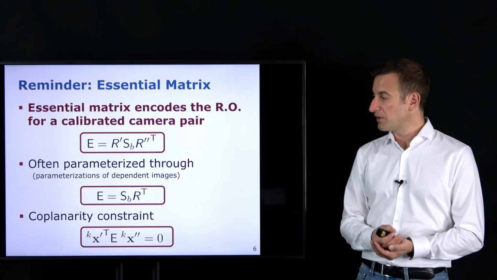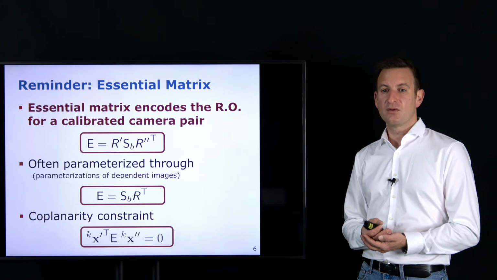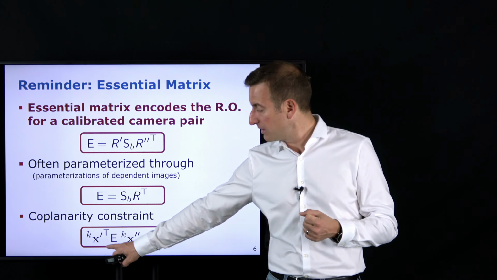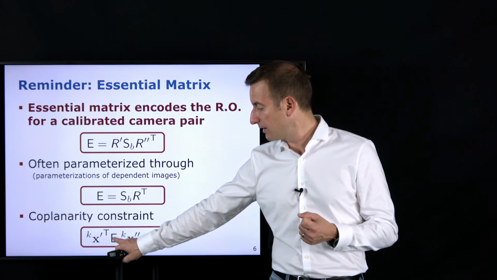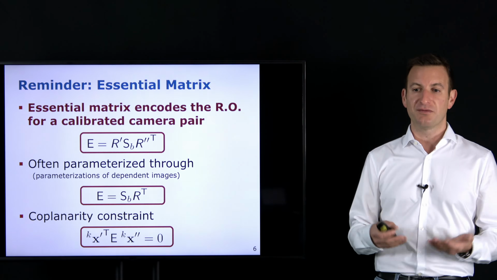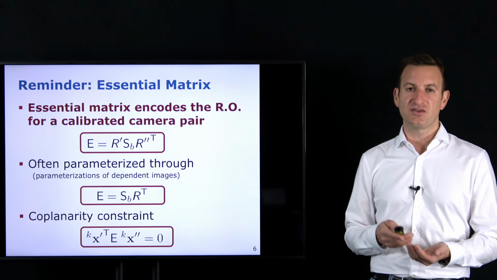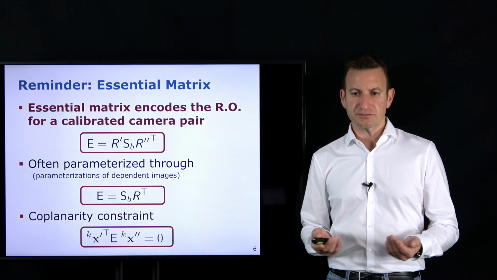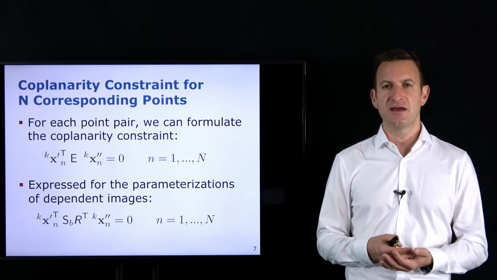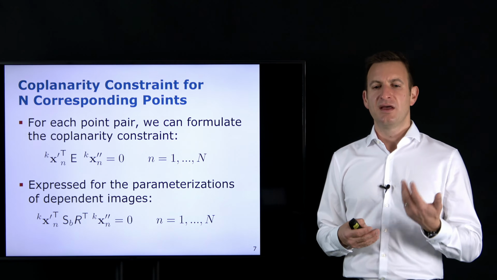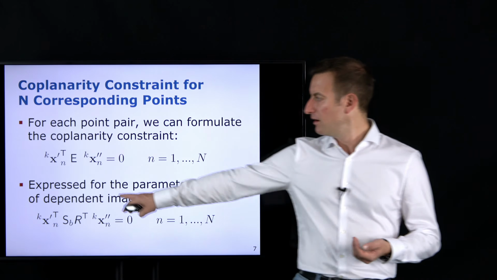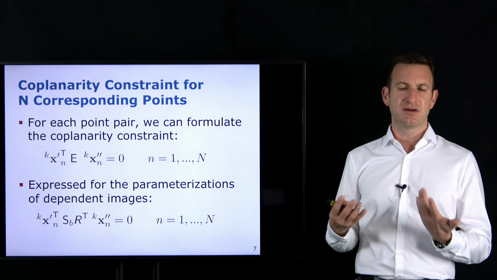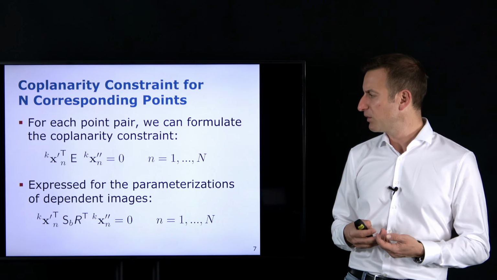And we can use this expression of the coplanarity constraint in order to estimate the essential matrix, the parameters of the essential matrix. If I know corresponding points, I can basically estimate the parameters of E, and this is what we had exercised in the direct solution, for example, using the 8-point algorithm. So how does it work? We have n corresponding points, and then we can set up our equation for the coplanarity constraint for every single observation. This must hold for every single point pair that we are seeing.